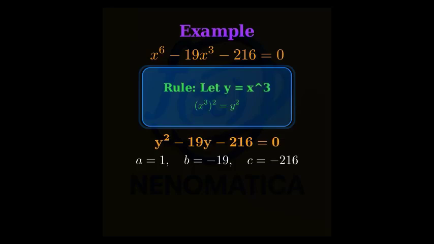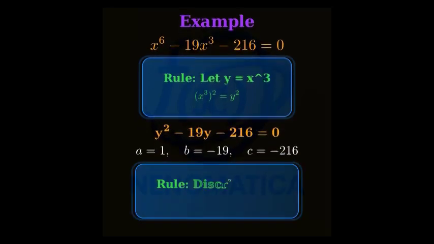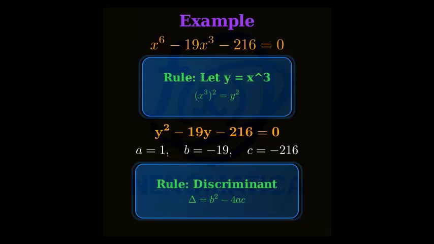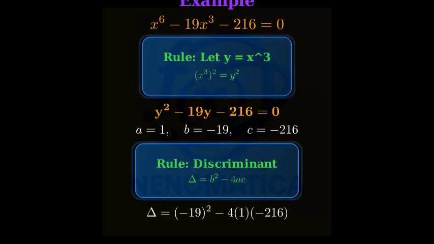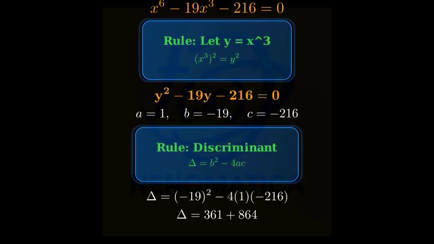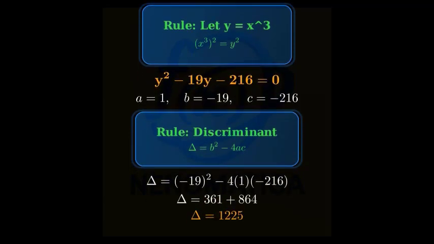Step 2. Compute the discriminant delta. Delta equals b squared minus 4ac. Plugging in the numbers, we get -19 squared minus 4 times 1 times -216. That is 361 plus 864, which equals 1,225. Step 3. Solve for y using the quadratic formula.